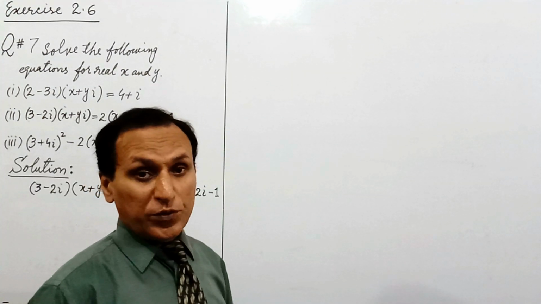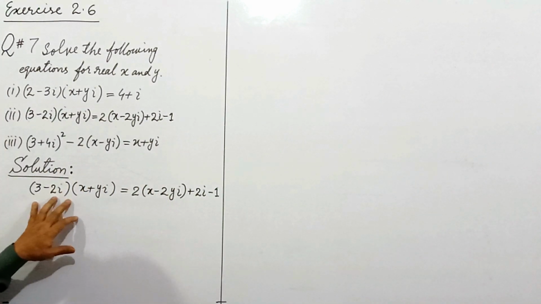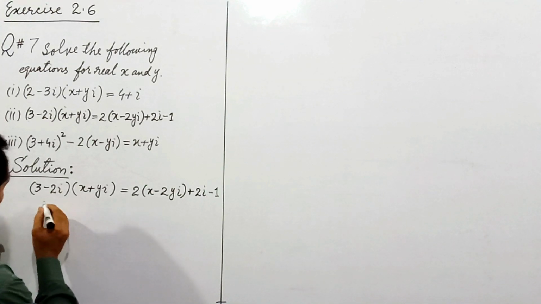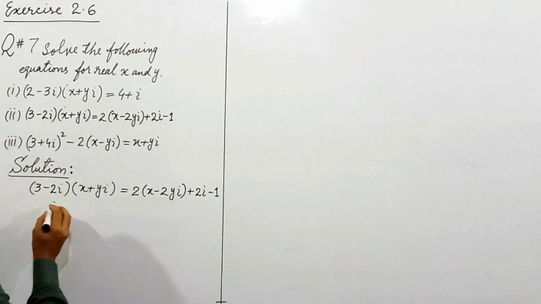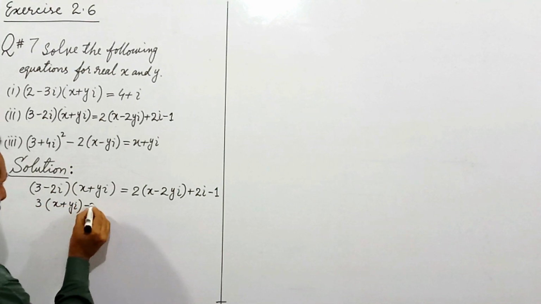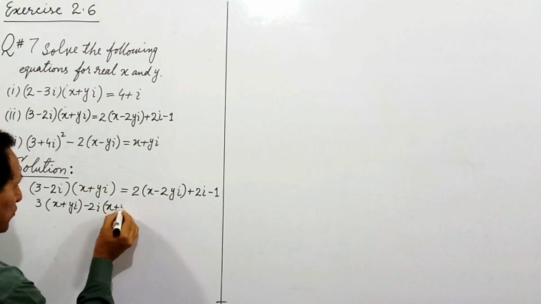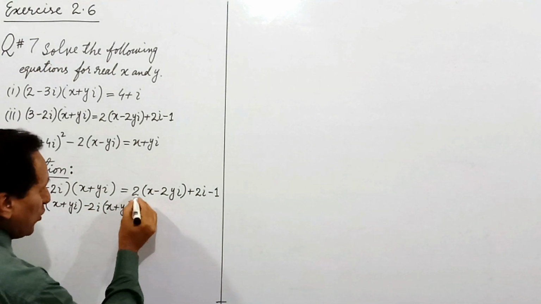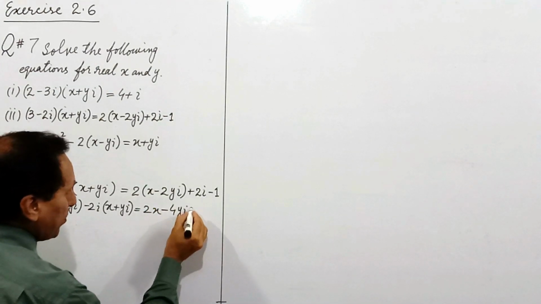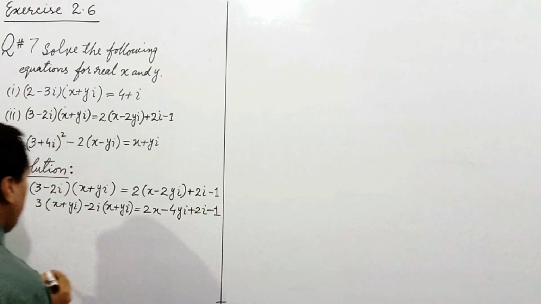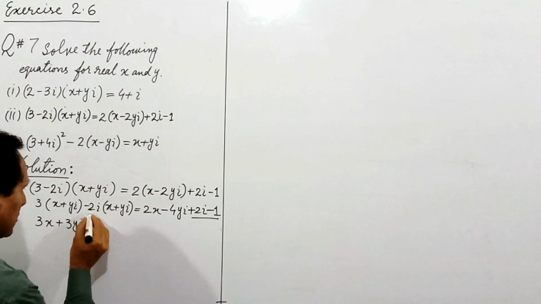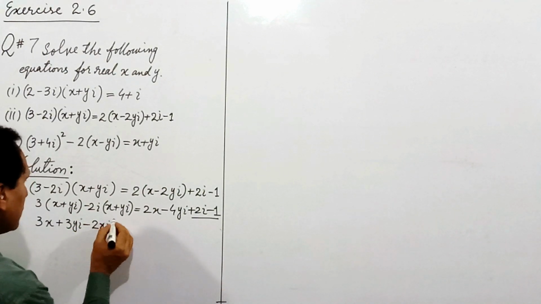Let's solve part 2 of question number 7. We are given an equation in which we have to find the values of x and y. We multiply the left hand side according to the BODMAS rule first. 3 is multiplied to x plus yi, minus 2i is also multiplied to x plus yi. On the right hand side we open the brackets: 2 into x is 2x, minus 2 times 4yi, plus 2i minus 1.